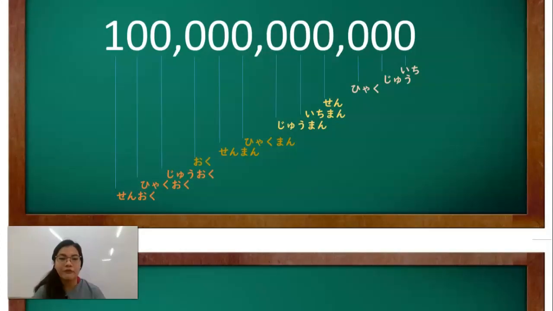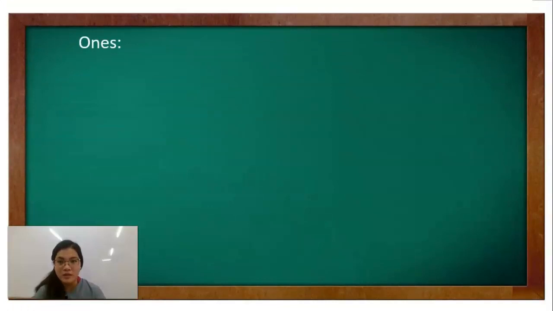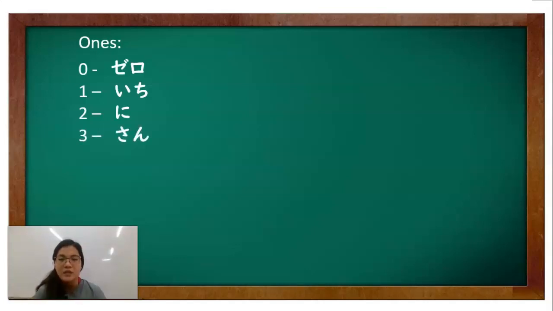Okay, so let's start from the ones or the ichi part. So this is 0 in Japanese. It is zero. Okay, 1 is ichi. 2 is ni. 3 is san.